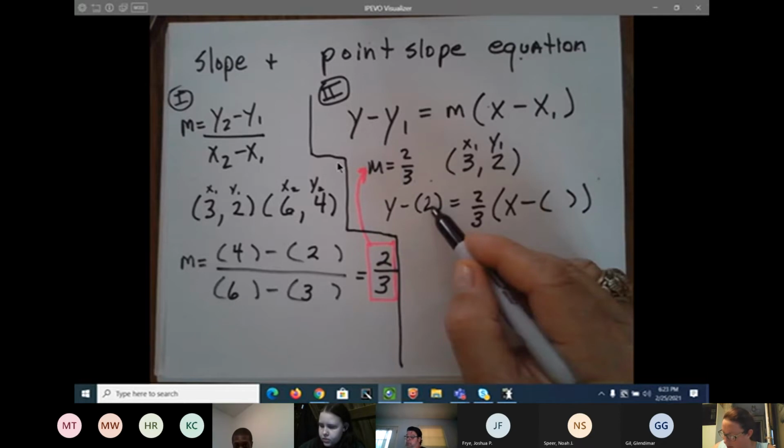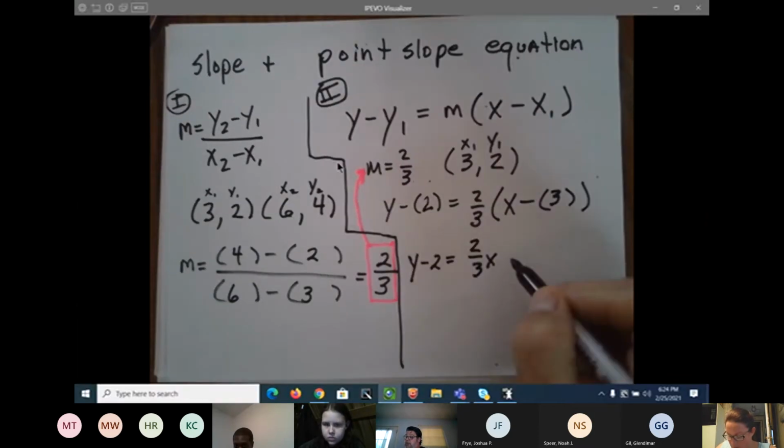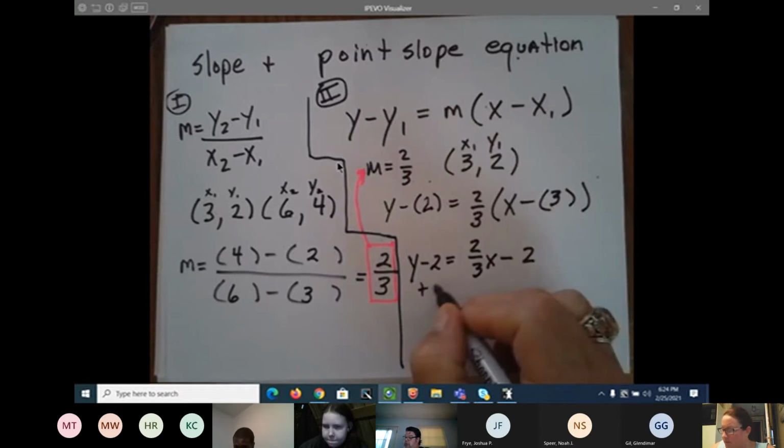Okay, so Y minus 2 is equal to 2/3 X minus 3's cancel, leaves with 2. Add 2, add 2. Y is equal to 2/3 X, period. You could put plus 0 if you wanted to, but that's not necessary.